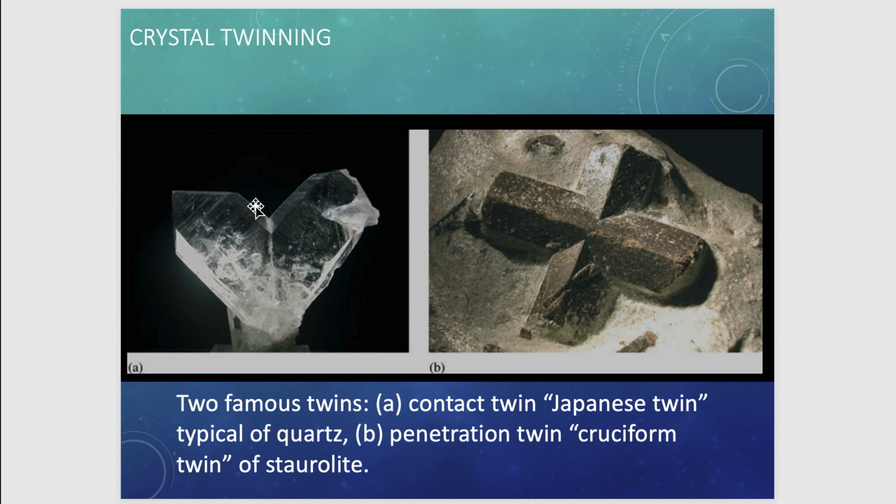But yeah, twinning can help you with the identification of minerals. That's certainly one key aspect, and that works really well also with staurolite or other metamorphic minerals. We'll see them when we talk about metamorphic rocks.